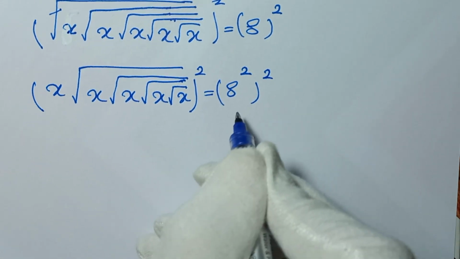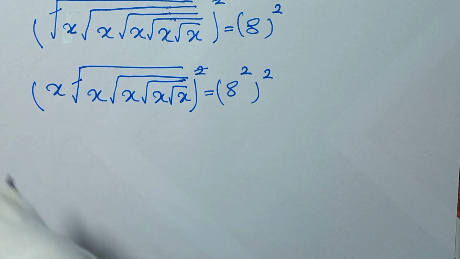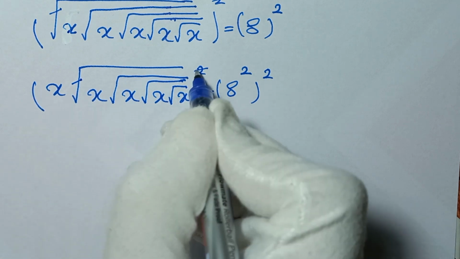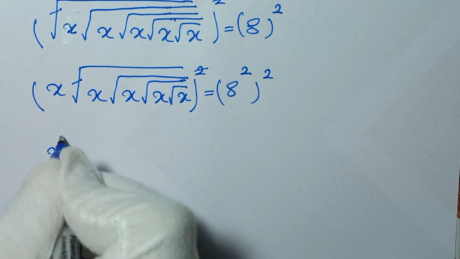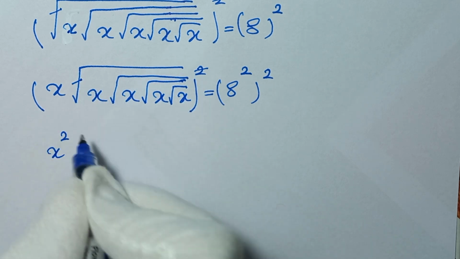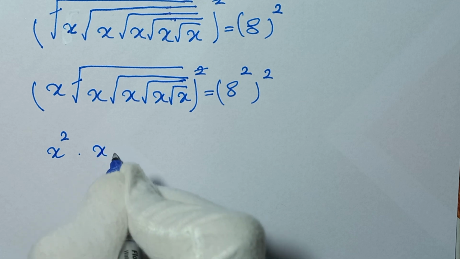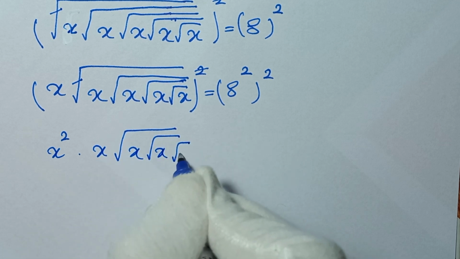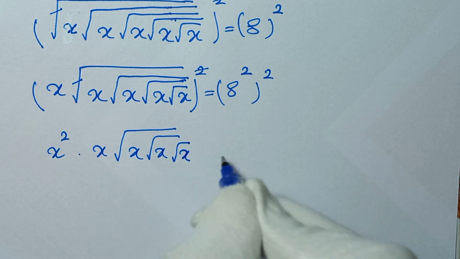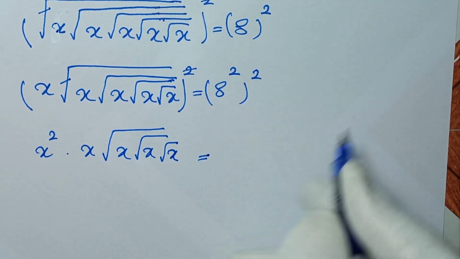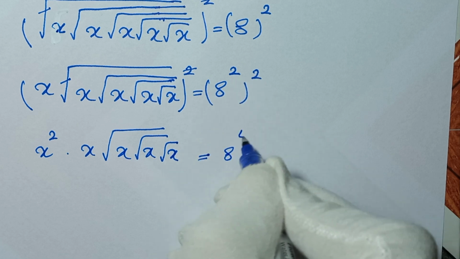So in here, these two will cancel the square root, and for this we have x to power of 2. And in here, these two will cancel the square root, and it will be times x, square root of x, square root of x, square root of x is equal to 8 to power of 2 to power of 2, which is 8 to power of 2 times 2, that is 4.